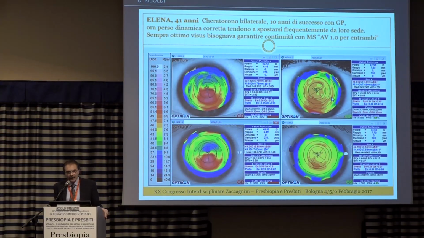Let's look at the right eye. The map shows that in 10 years' time, in the bottom you have 2002, I think. No, 2006.